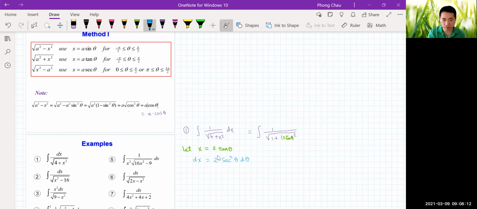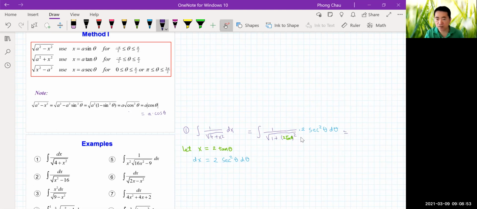Right, the derivative of tangent is secant squared. So don't forget that your dx is 2 times secant squared. Okay, 2 times secant squared. Okay, so don't forget that. Then what we do is we have a new variable in terms of theta, although I think we can simplify a lot.